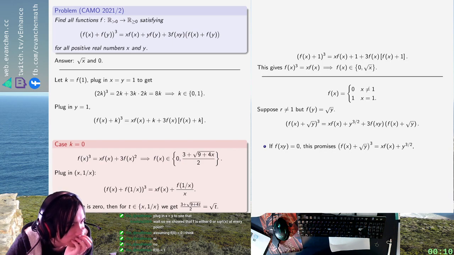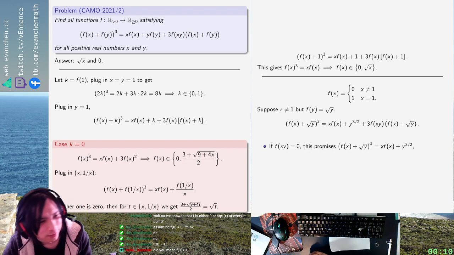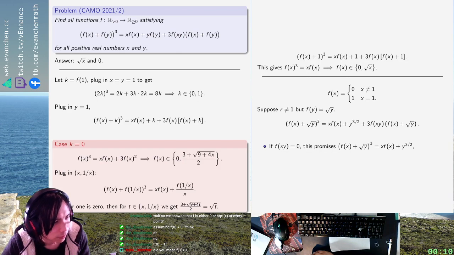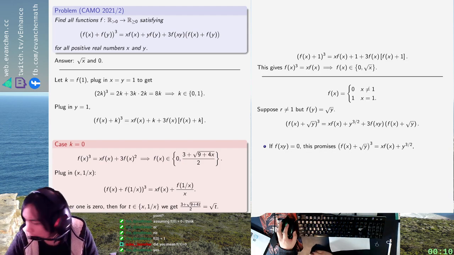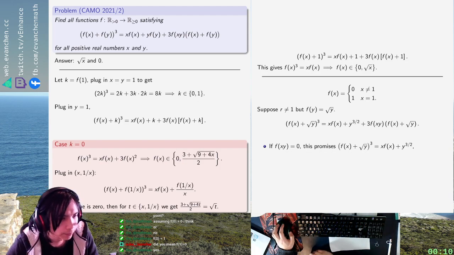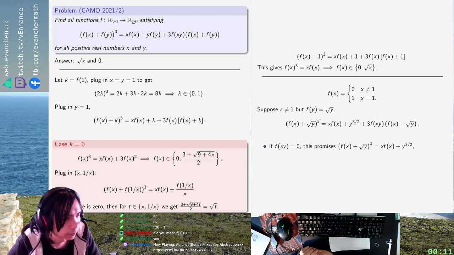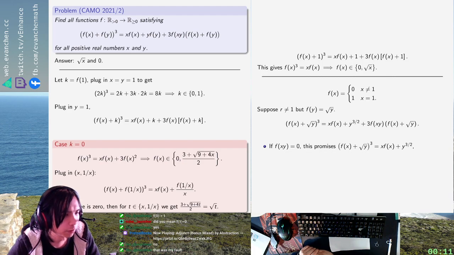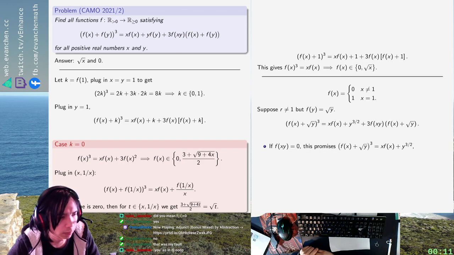Yeah, we know it's 0 or root x at every point. Crap. F of x can still be 0? Did I mean f of 1 equals 0? Yes, I probably wrote that somewhere. Okay. How do I get something to break? Because I feel like as long as... Okay.